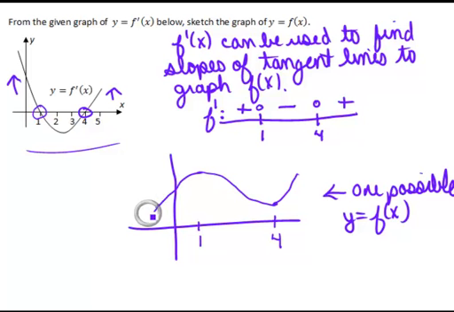So we have a function that's increasing until I get to 1, decreasing until I get to 4 where it levels off again, and increasing after that. Now if we wanted to, we could go even farther and think about the second derivative, but we can get enough information just from looking at the graph of the derivative to get a possible graph for the original function.